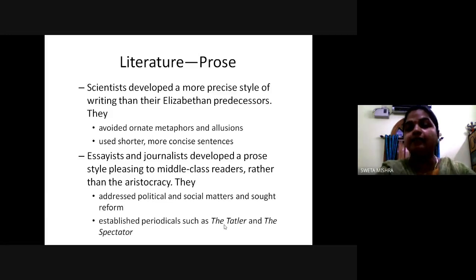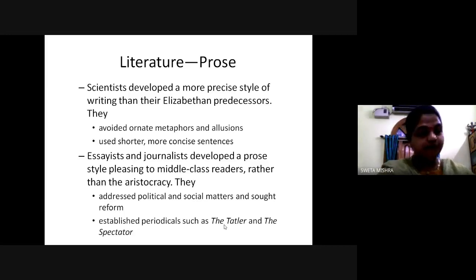And what does this convey? This conveys that the style of writing was very, very simple. Simple style of writing, so that the middle class readers could understand it. They did not believe in writing flowery language. The flowery language could be understood only by the aristocratic. But they believed that if they wanted more readers, then they should write for the common man. And who were they? The middle class. Middle class readers were given more importance by the essayists and the journalists.